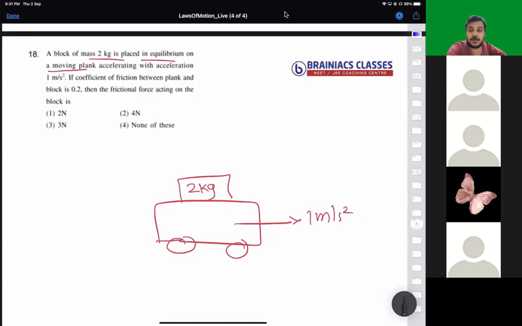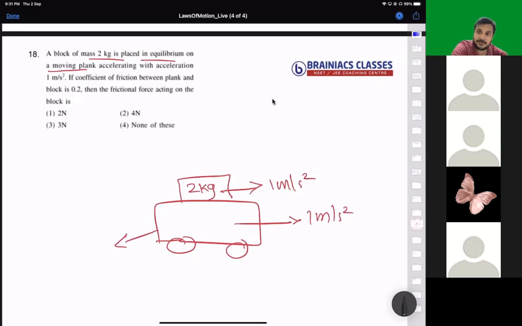The question says the 2 kilogram block is in equilibrium, which means it is not sliding down. So the acceleration of the 2 kilogram block is also 1 meter per second square. Now I have a question for you: whether it is an inertial frame or a non-inertial frame. Can you tell me?